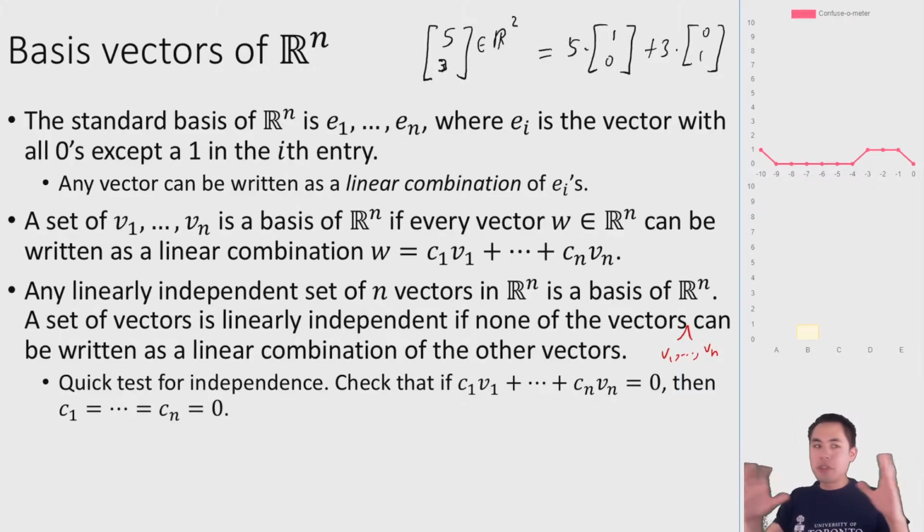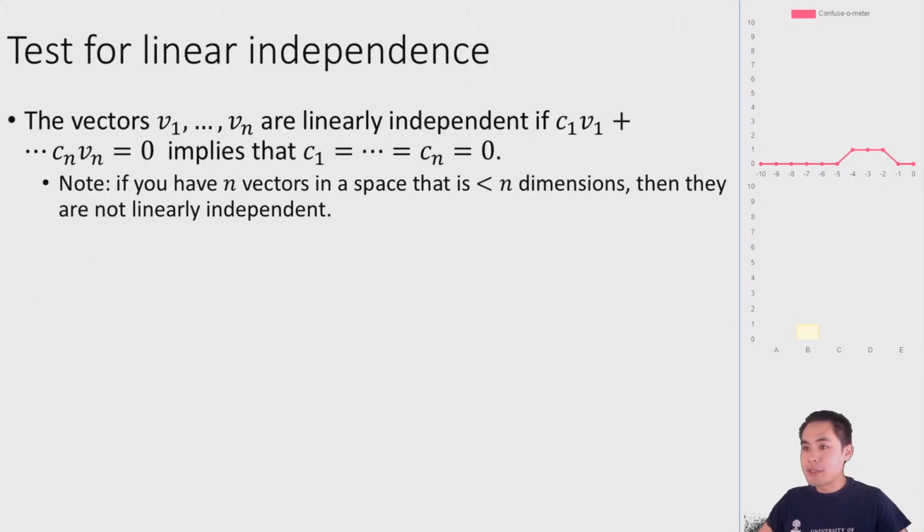Okay, so now we have several different properties we've thrown at you, and we should give you some examples to illustrate what we mean by this. So now, remember, the vectors v1 through vn are linearly independent if c1 v1 plus all the way to cn vn is equal to 0 only when c1 all the way through cn are equal to 0.